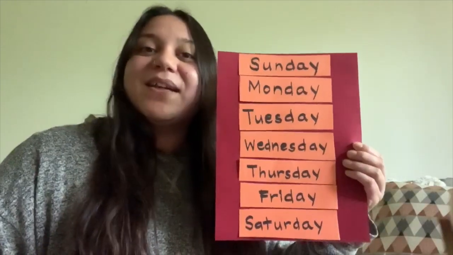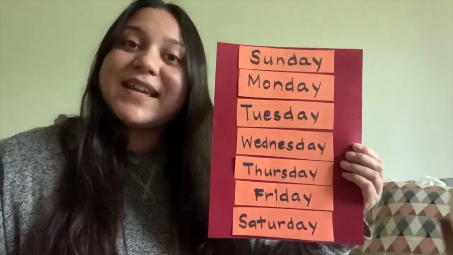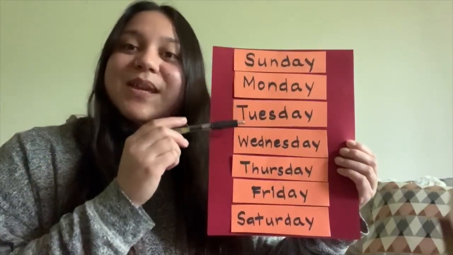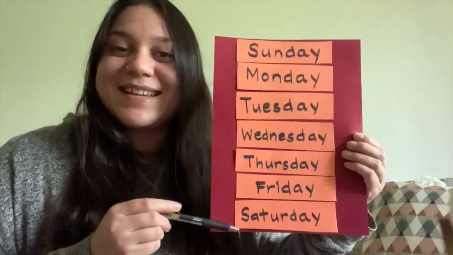There are 7 days, there are 7 days, there are 7 days in a week. Sunday, Monday, Tuesday, Wednesday, Thursday, Friday, and Saturday.